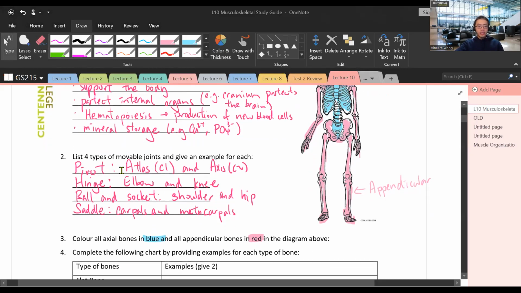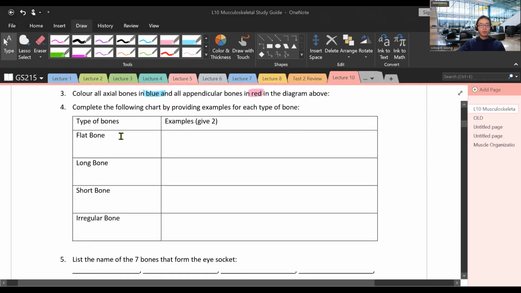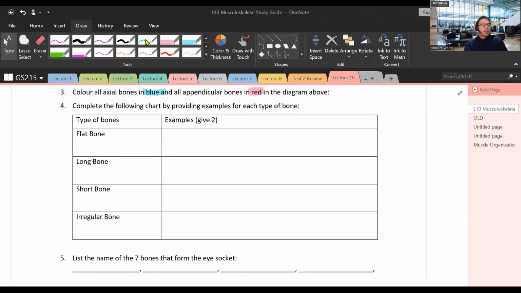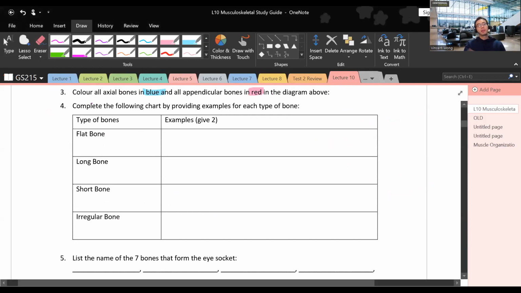Next, complete the following chart by providing examples for each type of bone. So we can classify bones based on their shape. Flat bone. Anybody have examples of flat bones?